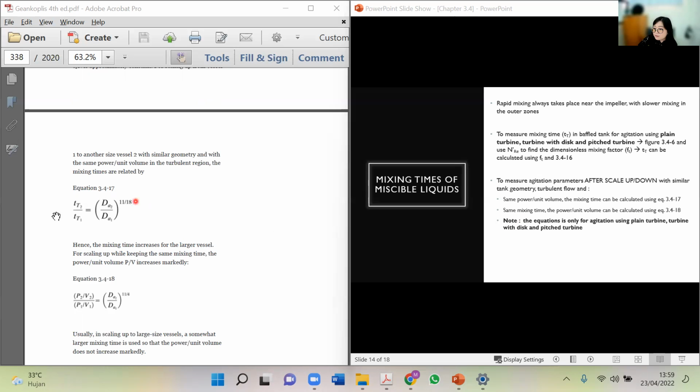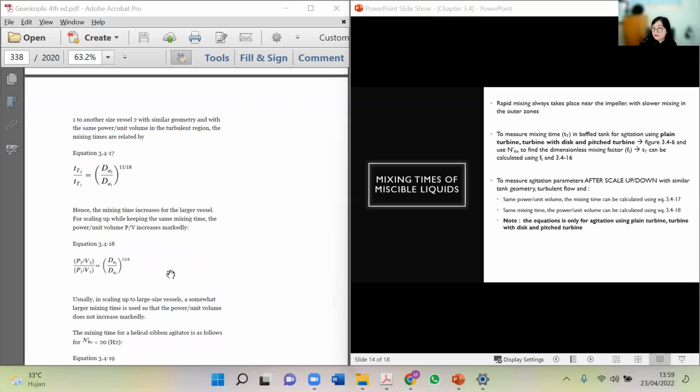So it's another way to see it. Previously it was the same power per unit volume, and we calculated the mixing time after scale-up or scale-down using this equation. Vice versa, from a different viewpoint, for the same mixing time with similar geometry and turbulent flow, after scale-up or scale-down, the power per unit volume can be calculated using equation 3.4-18. Make sure you take a note in your book, so that later when you need it, you can directly open that page.